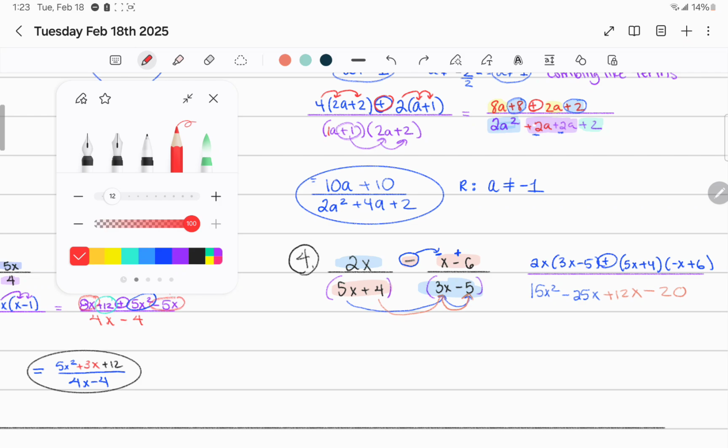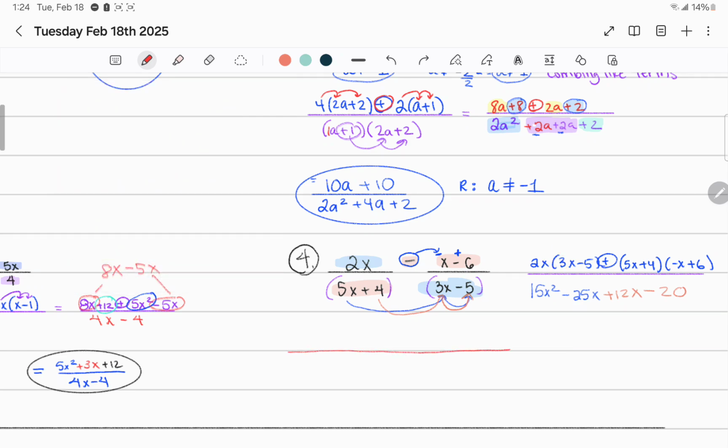Okay, so next is to cross multiply. So we're still cross multiplying. We have to just multiply this stuff here. So let's do the top. We're gonna rewrite it here. Let's go ahead and combine the bottom. These two have x's, so they're the only pieces that we can combine.